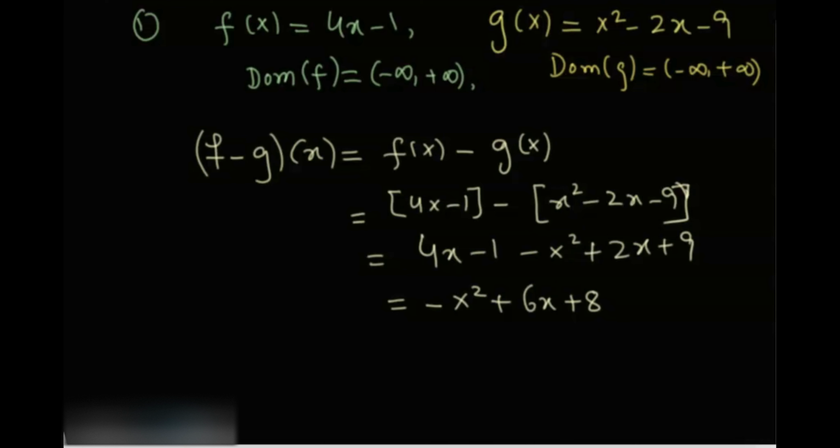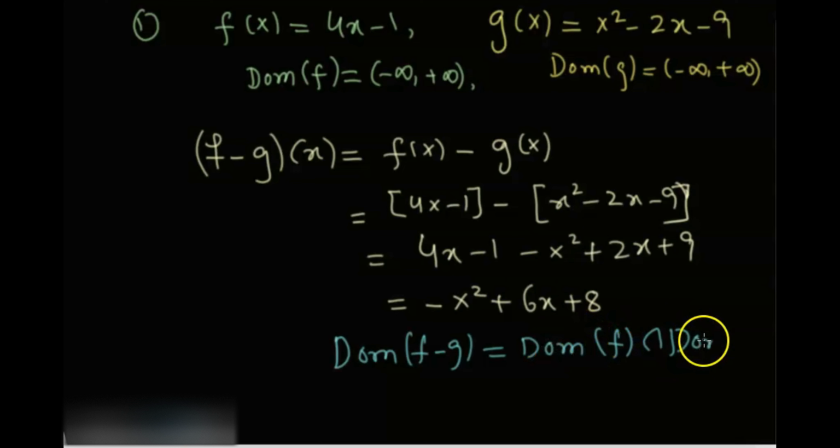Let's talk about its domain. What is going to be the domain of this difference, i.e. the domain of this f minus g? So this domain is basically the intersection of the domain of f and the domain of g. But the domain of f and the domain of g are the same, so their intersection is going to be again the same, minus infinity to plus infinity. That's it.